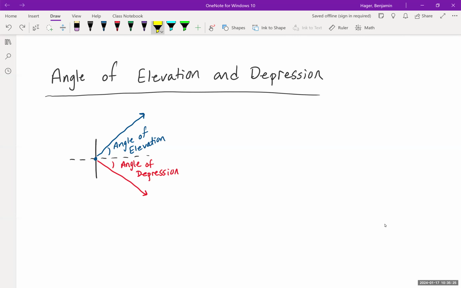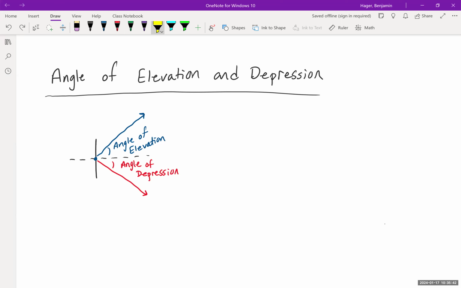In this video, I'd like to talk about angle of elevation and angle of depression. These are easy to work with, and they're commonly used in some trig application problems. You just have to make sure you draw your diagram correctly and draw these angles in the appropriate place.